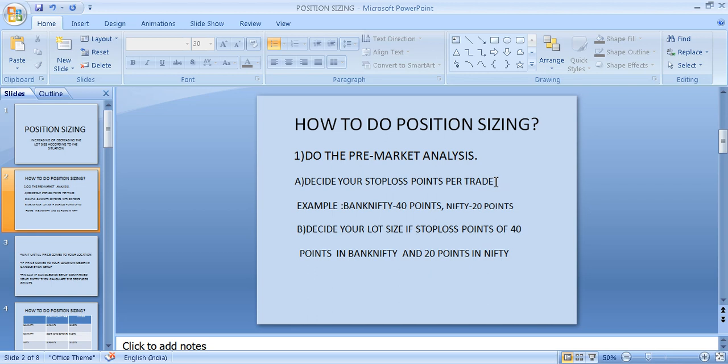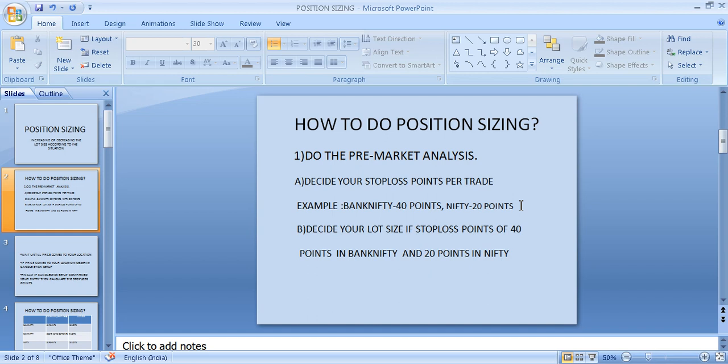For example, I can't tell you what you are doing in your own trading system, but I can explain to you what I do regularly in my trading system. Okay, decide your stop loss points per trade. That means I trade for 40 points stop loss in Bank Nifty and 20 points in Nifty. I simultaneously check Nifty and Bank Nifty. Those who watch my videos will know about this. I do not take any isolated index at a time. I just see the big picture of Nifty and Bank Nifty and overall global sentiment, and I will take the trade.